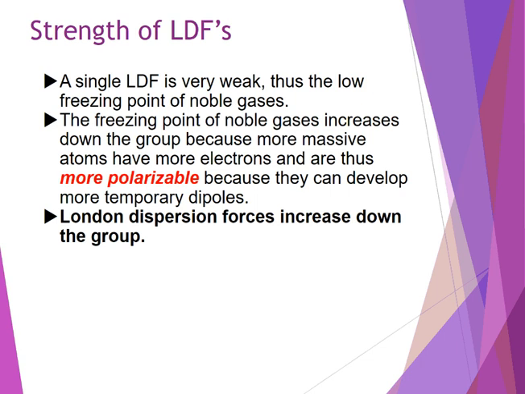The freezing point of noble gases increases down the group because the more massive atoms have more electrons and thus are more polarizable, because they can develop more temporary dipoles and coalesce or condense.